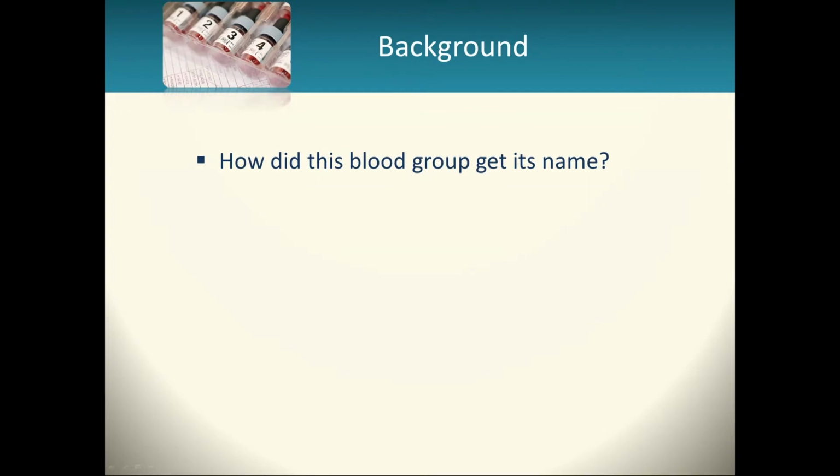However, before we get to all that, I'd like to start off by telling you the very interesting story about how this blood group got its name. In 1937, a patient by the name of Mrs. Seno delivered a stillborn fetus at Bellevue Hospital in New York. And Bellevue Hospital is actually the oldest public hospital in the United States.